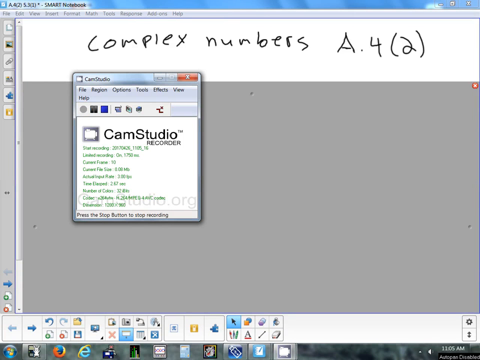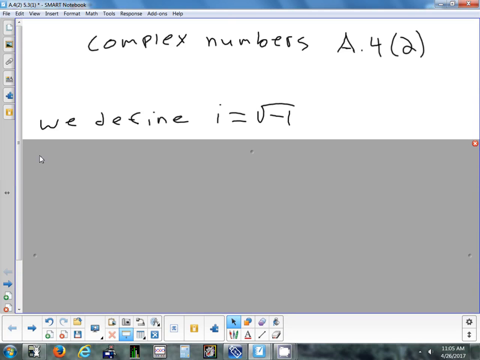Right, so we're going to finish talking about complex numbers. Last two things we got to look at is multiplying and dividing complex numbers. So we ended yesterday by saying i equals the square root of -1. Okay, i is a letter, but in math it stands for a number. What number? That number.